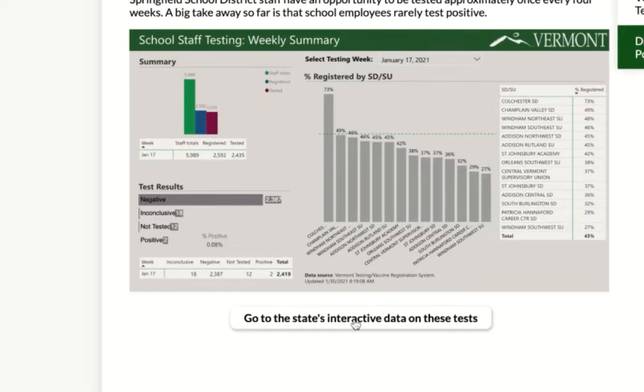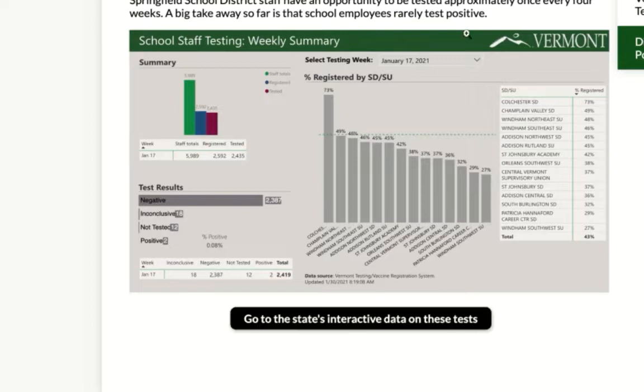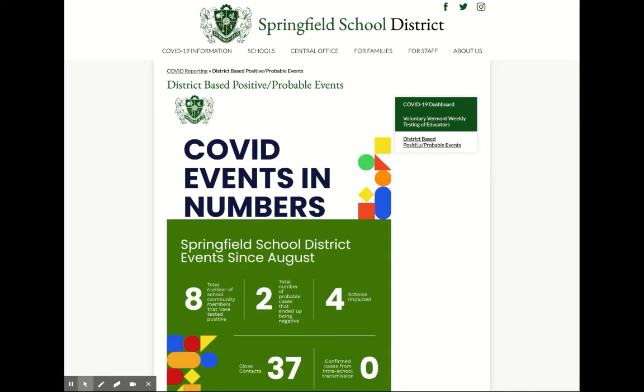I'm also down here. If you click on this button, it will take you out to this site on the Agency of Education's website, and this will allow you to take a look at what is happening with the testing. Okay, so in this last one, it's giving you some summary information and then some drill down information on some of the events that we've had here in the district already.